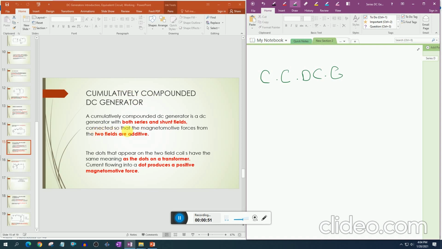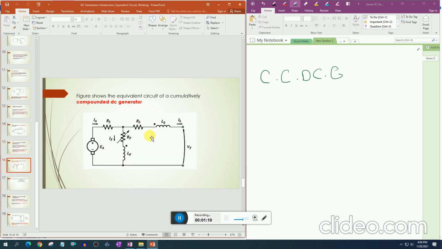If connected so that the magnetomotive forces from the two fields are additive, then it is cumulative compounded. How can we know that the magnetomotive forces from the two fields are additive? We can see from the dots. First I am going to draw its equivalent circuit here. This is the equivalent circuit of the cumulative compounded DC generator.